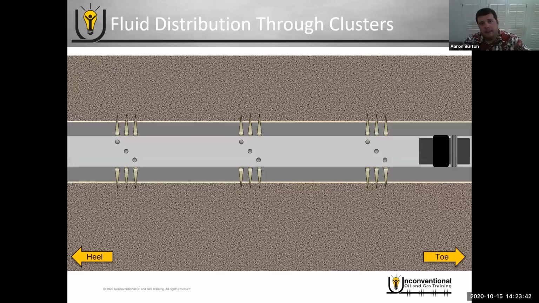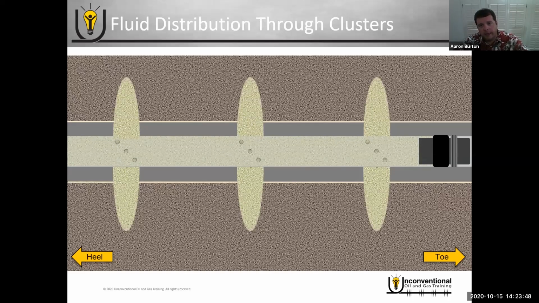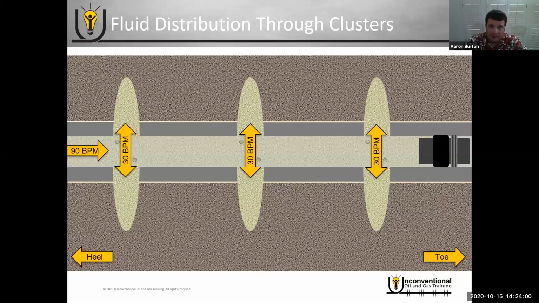So let's talk about the fluid distribution through the clusters. We'll go back to the 3-cluster example. When we're designing our hydraulic frac job, we assume that we're going to get even distribution through our clusters. So if our frac design is 90 barrels a minute through 3 clusters, that means our design is 30 barrels a minute per cluster. We're assuming that we get even distribution.